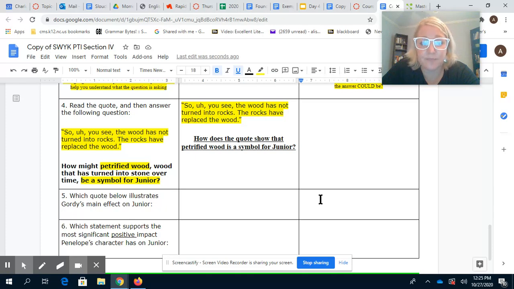Now, again, remember, like for number 5, you don't have the quotes in front of you. None of us have memorized the book. That would be silly. But think back to the activity we did, where we listed all of those main effects that Gordy had on Junior. So you can list multiple things here. And same thing with number 6. Again, we can't memorize the quotes, but we're going to remember from our lesson how Penelope impacted Junior.